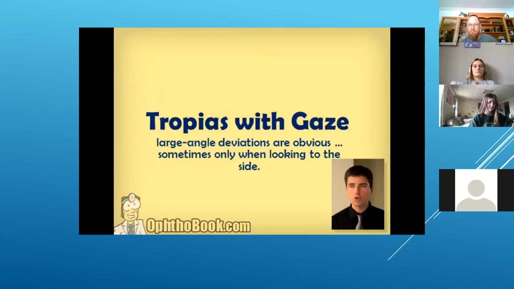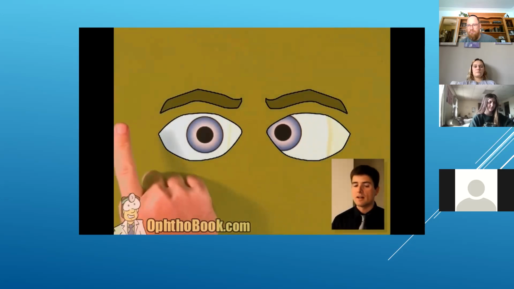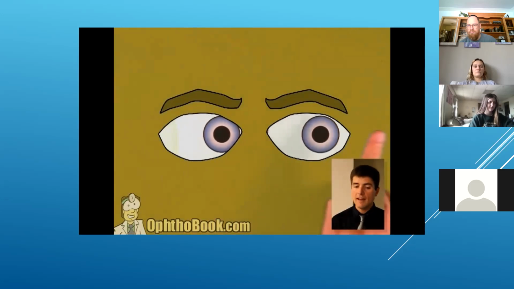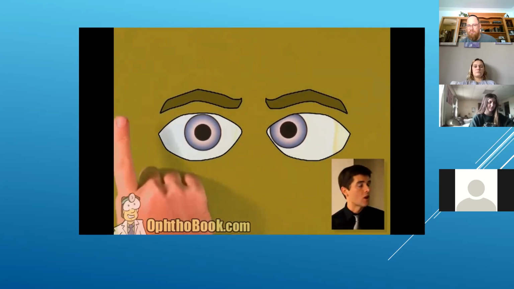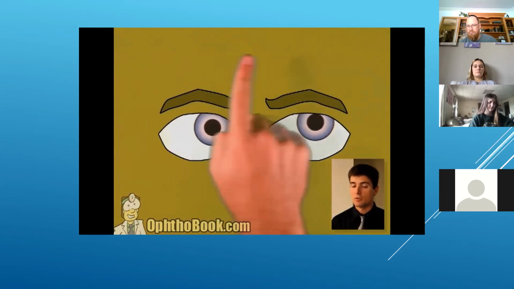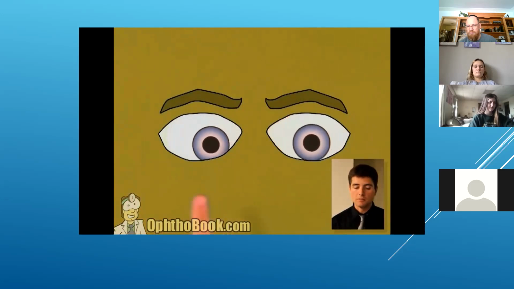Let's talk about some tropias, some very obvious misalignments that we only see with different directions of gaze. So for example, in this eye, straight ahead, great. That looks fine. But if you had them look off to one direction, you notice that that right eye is not getting out. In fact, you might even say that that right eye becomes esotropic. It's cross-eyed, at least when they try to look to the right. So one way to describe this would be a right esotropia.